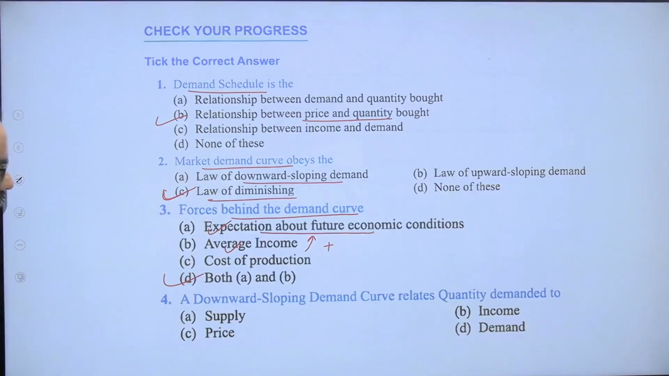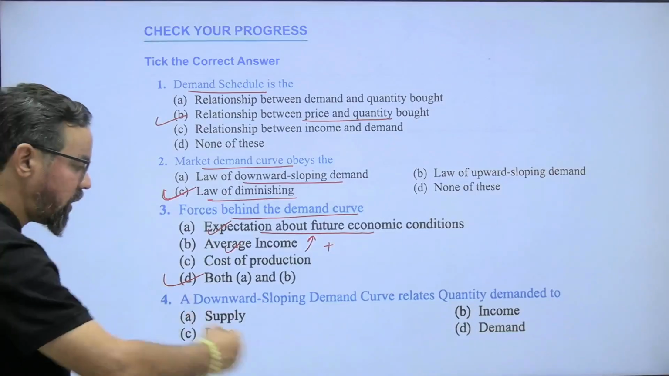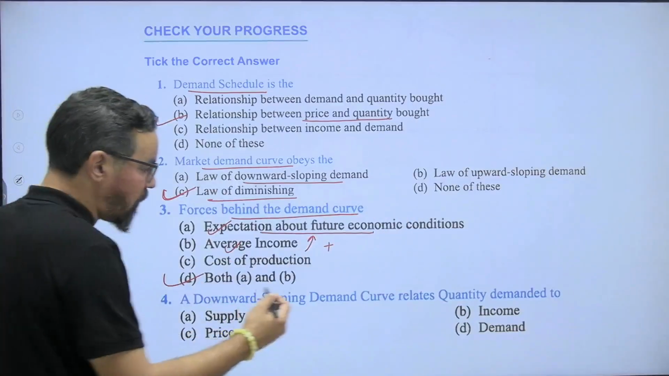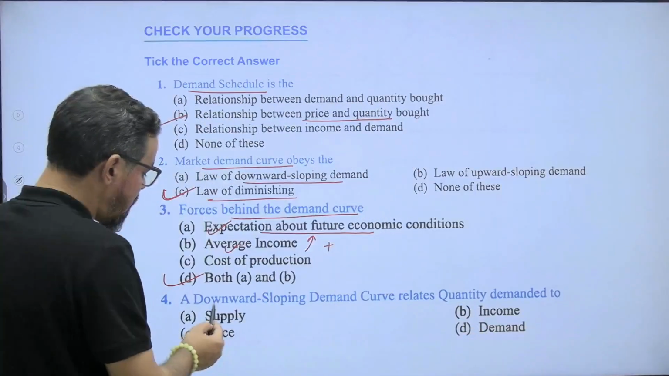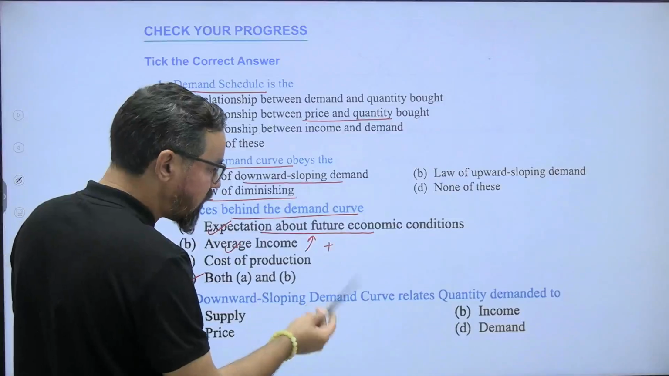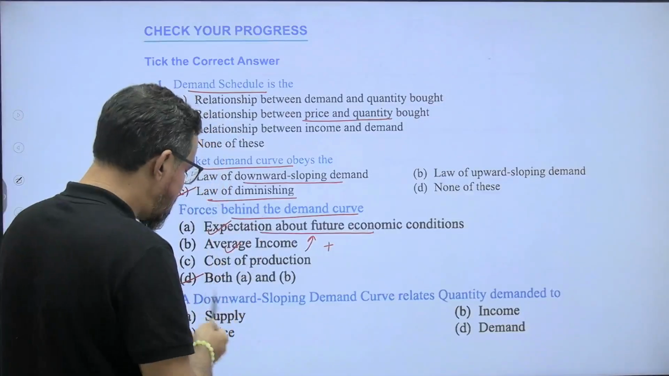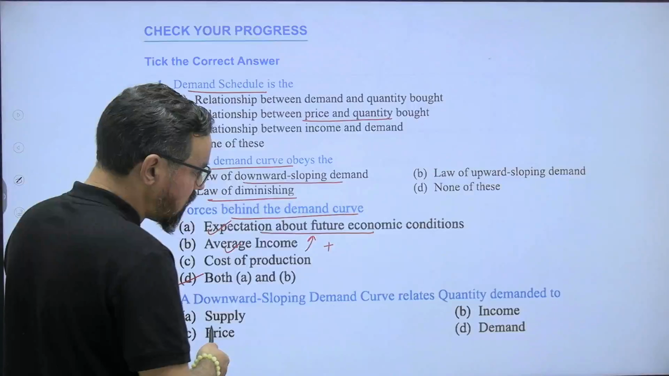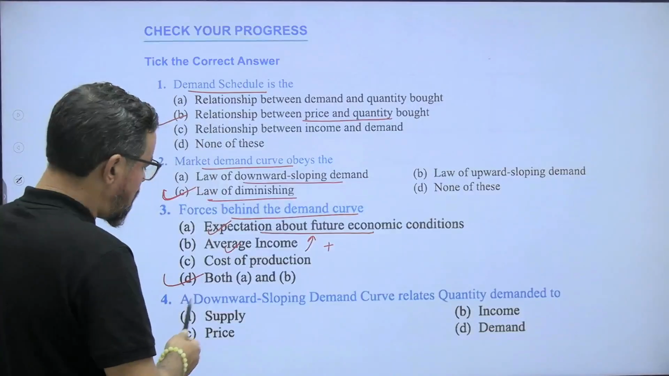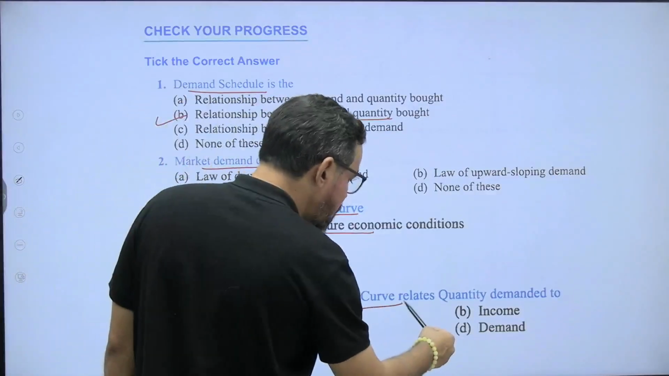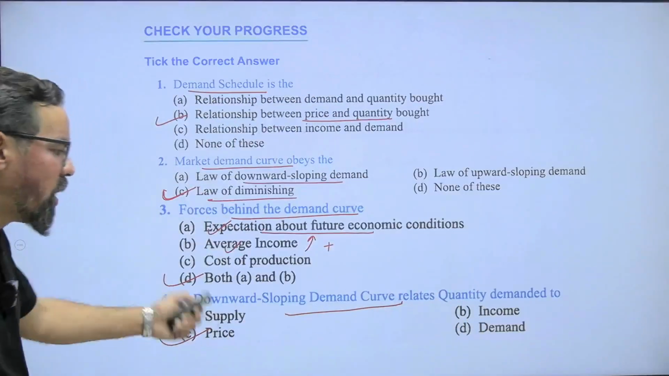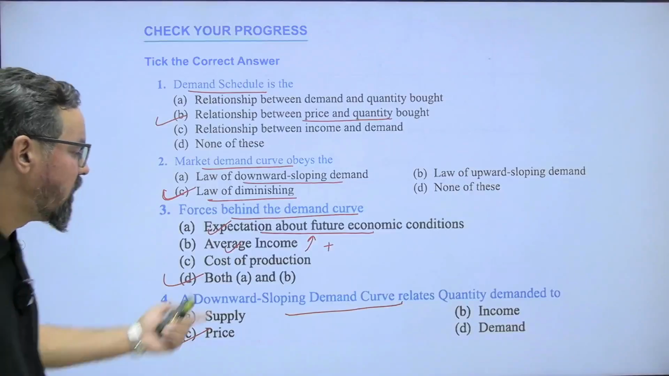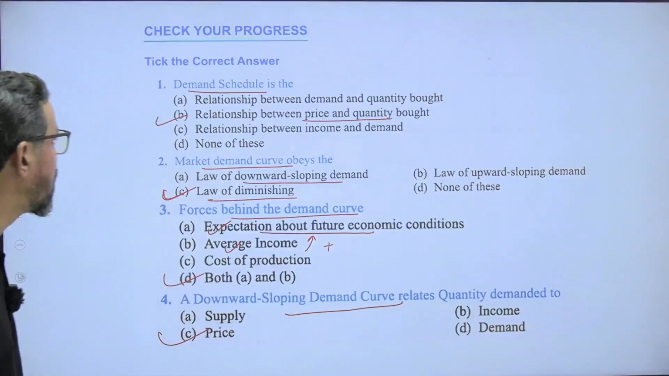A downward sloping demand curve relates quantity demanded to price. It should be price and quantity demanded, we have simply said, okay? So if it is coming downward, that means the price is coming down, right?